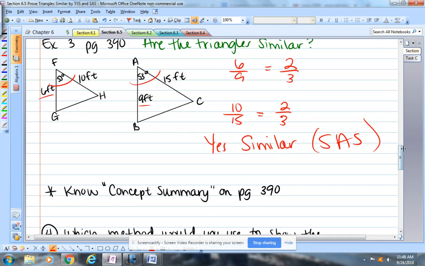All right, know the concept summary on page 390. That is also on the back side of your theorem sheet. So that pretty much summarizes all of angle similarity, side similarity, and side angle side. So make sure that's a good little tool for you to study for your test.